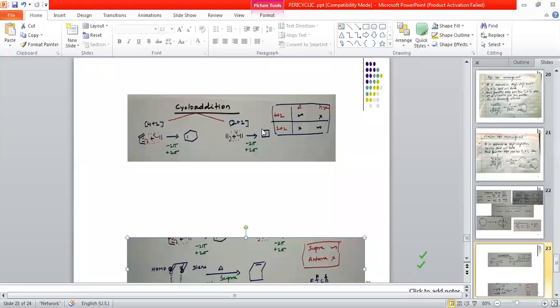Now we have to see the reaction. If your reaction is a 4 plus 2 reaction, then this thermal reaction will be allowed, while this photochemical reaction will be forbidden. If it is a 2 plus 2 reaction, then under thermal condition it will be forbidden, and the photochemical reaction will be allowed.